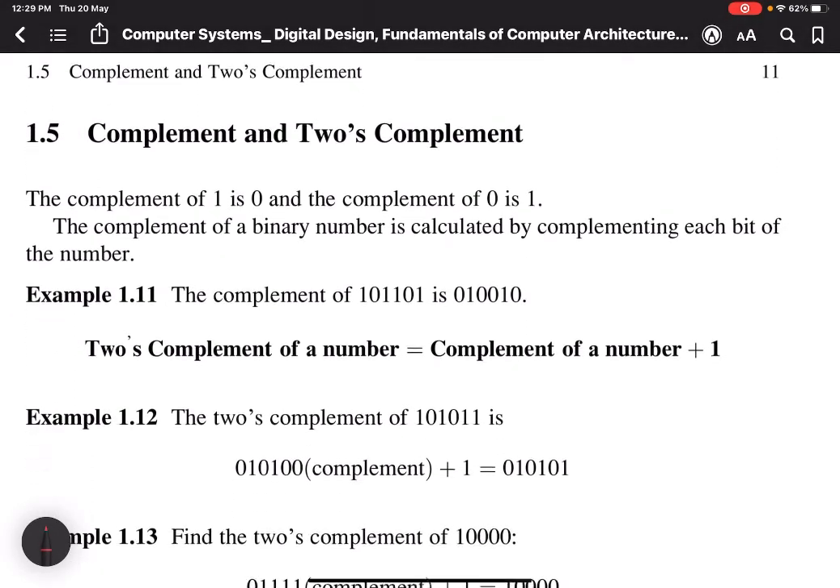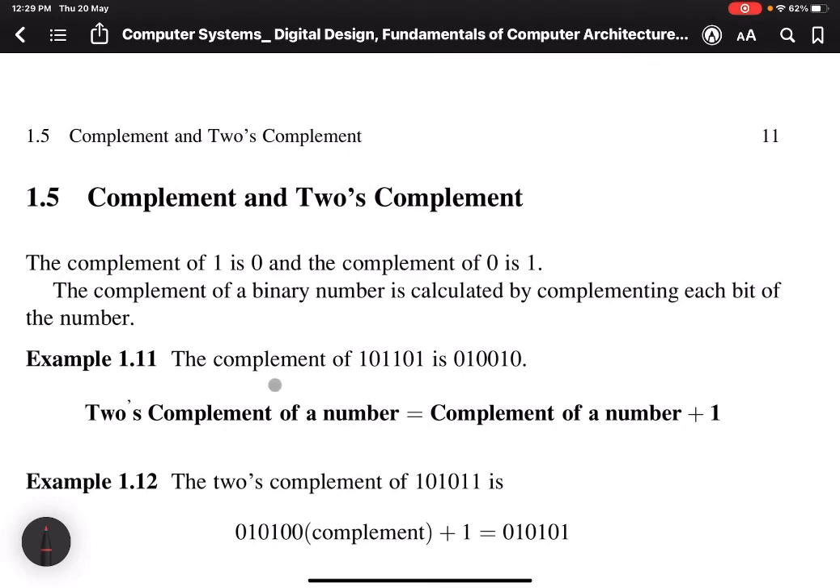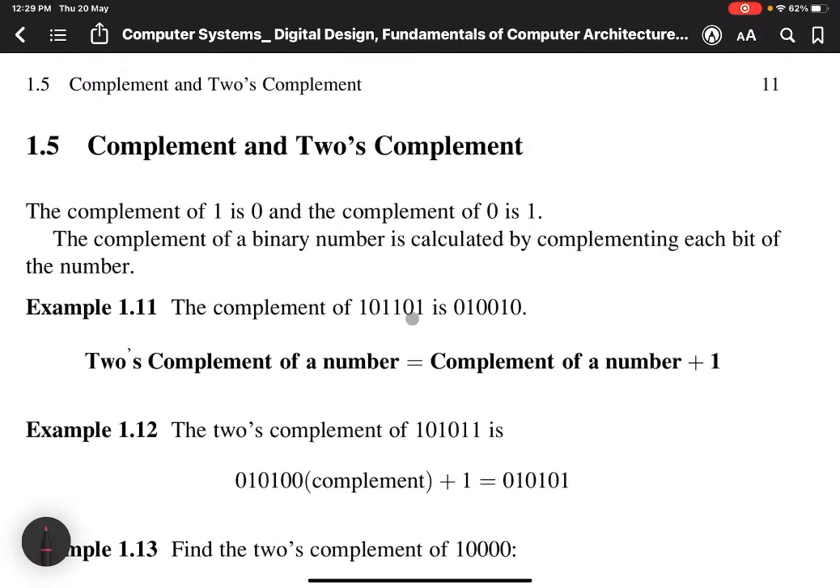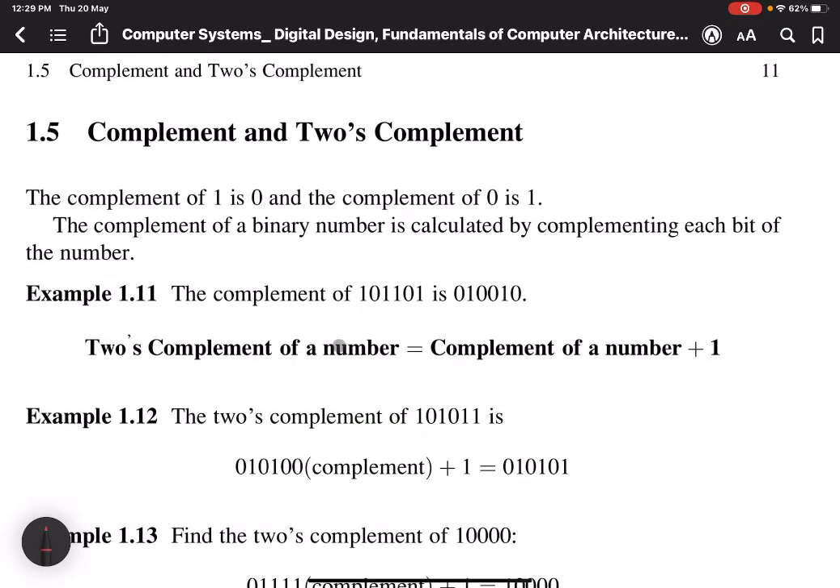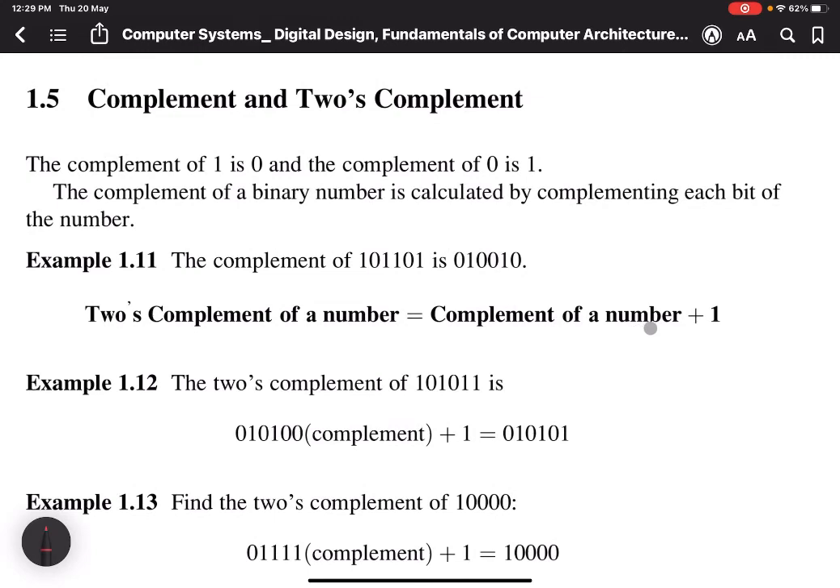So, complement and 2's complement. The complement of 1 is 0 and the complement of 0 is 1. So, pag sinabing complement, kabaliktaran. Napag-aralan natin yan sa ating previous subjects, no? Previous term. The complement of a binary number is calculated by complementing each bit of the number. The complement of 101101 is the inverse of these bits, so 010010.